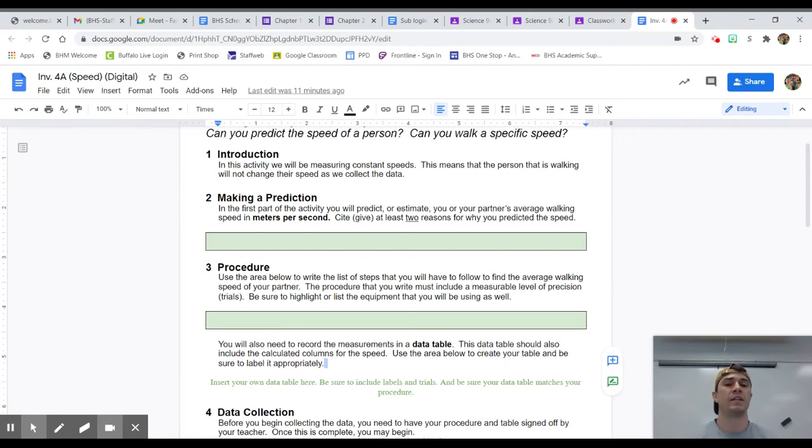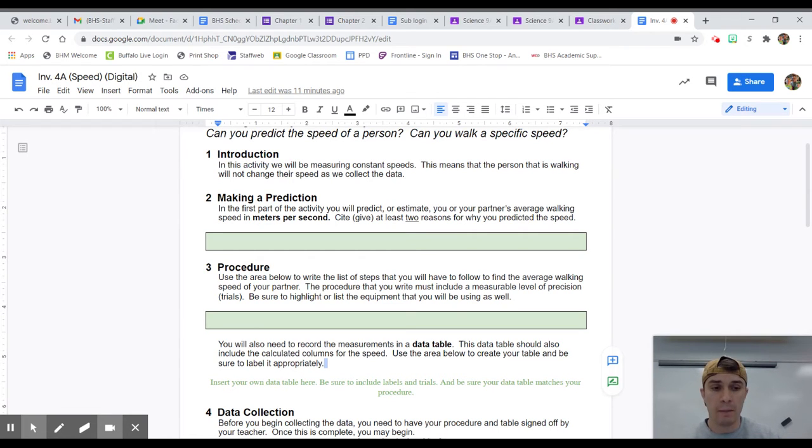So you have to predict now how many meters per second you or your partner can walk. If you're at home, you got to find a way to measure out meters. You may have a tape measure at home that likely measures in feet. So you might have to do a little bit of converting in there to figure out exactly how many meters equals a foot or inches equal a meter, whatever. Okay. So first task, make a prediction.